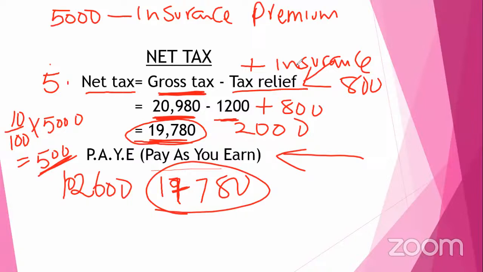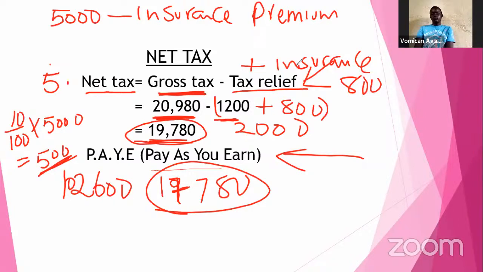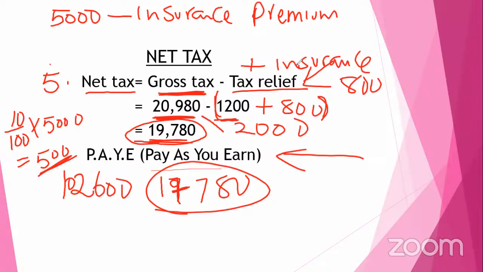Someone says, you have subtracted the 2,000 from the net tax instead of the gross tax. No, I'm good. See here. I'm saying, suppose there was another relief of 800. You take 1,200 plus 800 to arrive at your total relief. Then your total relief is 2,000. So subtracting 2,000, you get 18,980. It should be 18,980, like that. Yes. Correct.